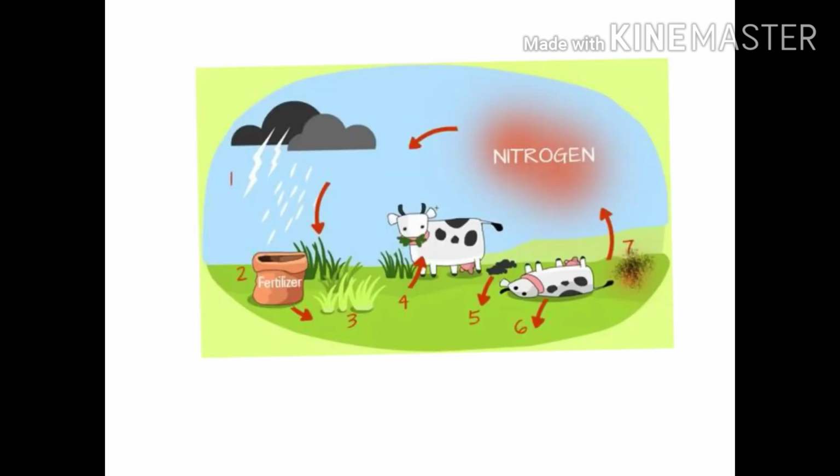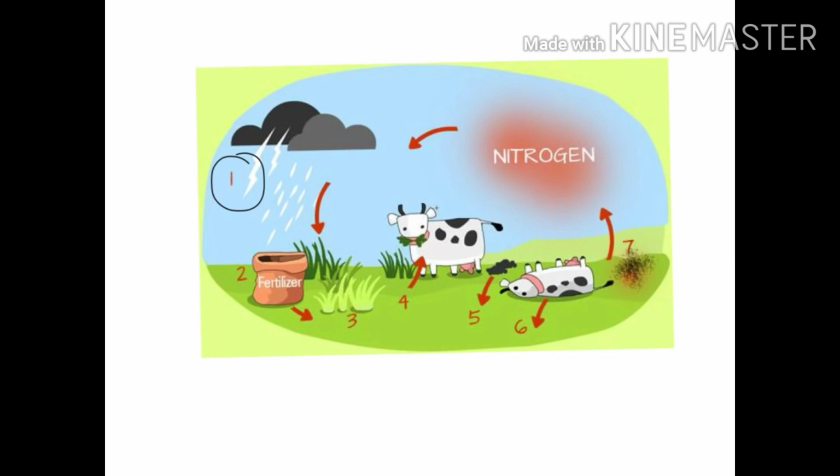At step 1, nitrogen is introduced to the soil by precipitation. Nitrogen exists in our atmosphere naturally. 78% of our atmosphere is made up of nitrogen. The other 22% is made up of oxygen, carbon dioxide, and other greenhouse gases.